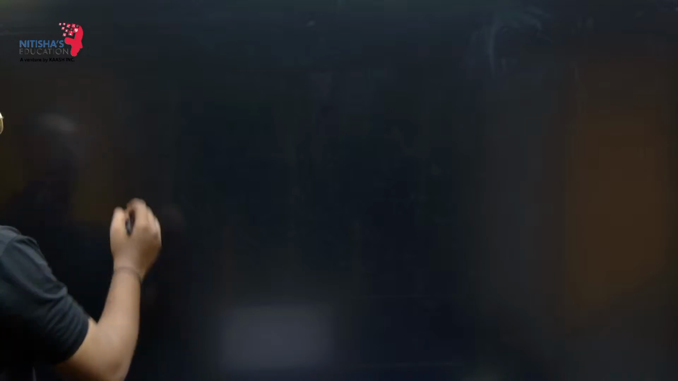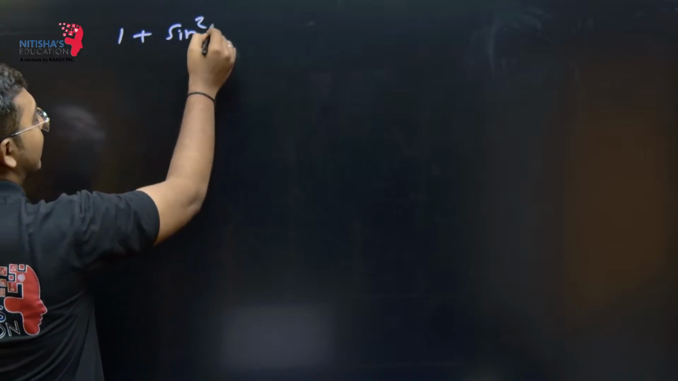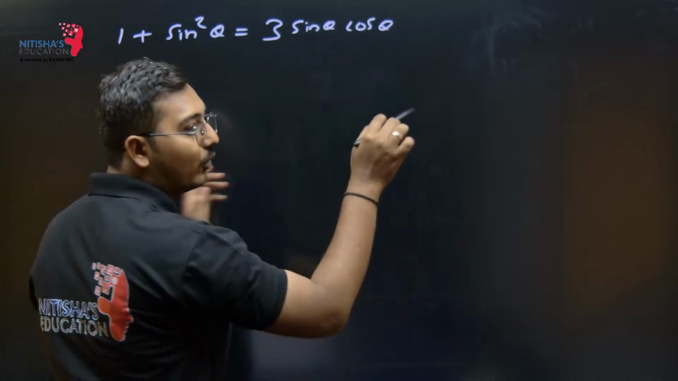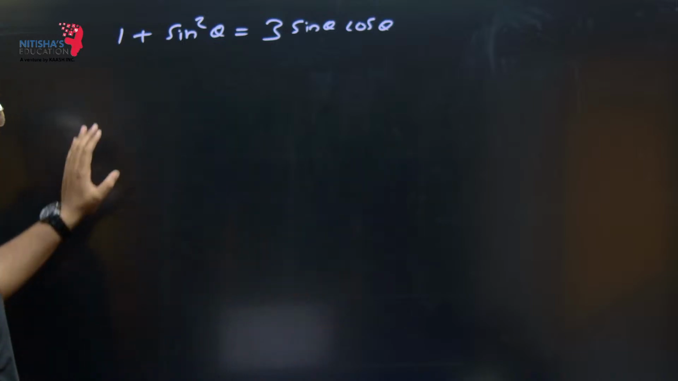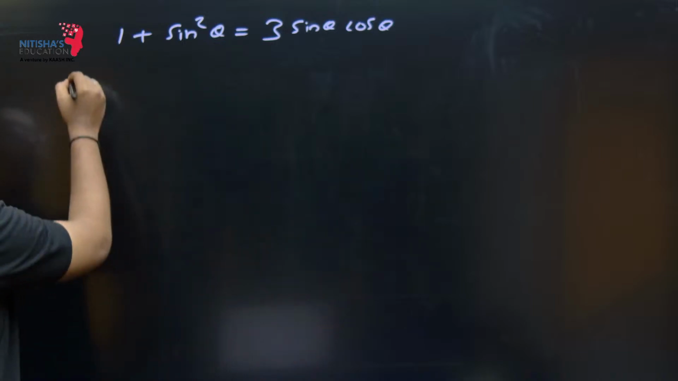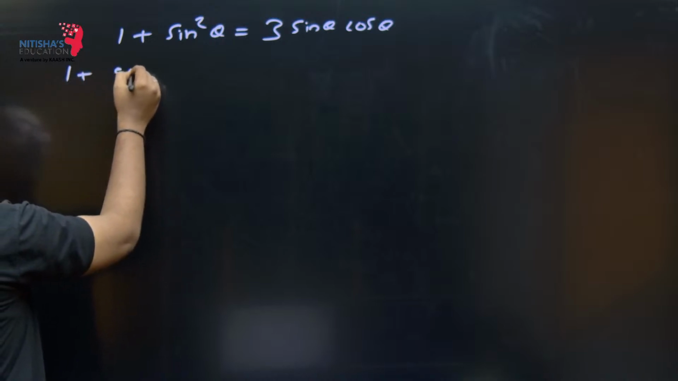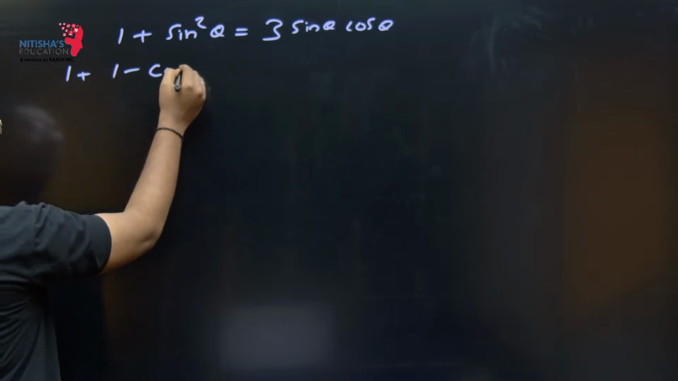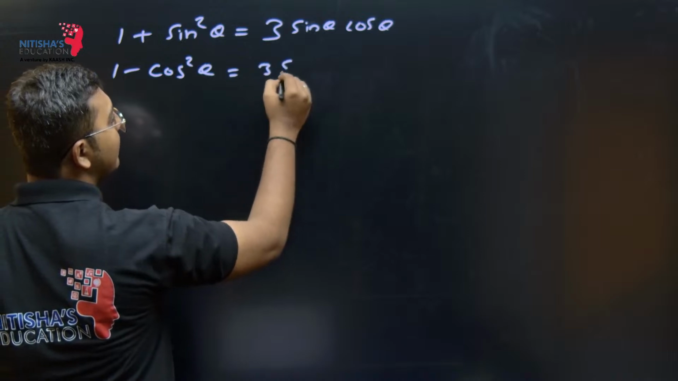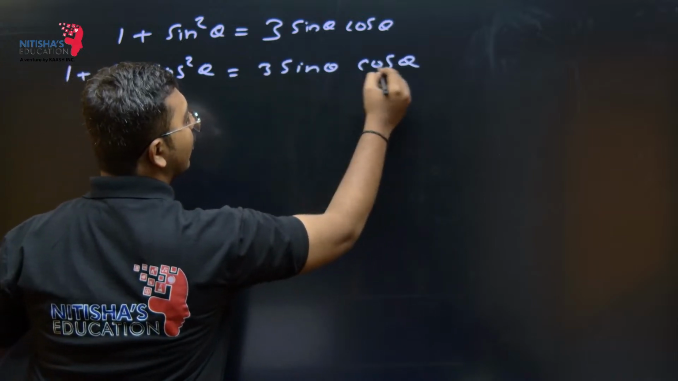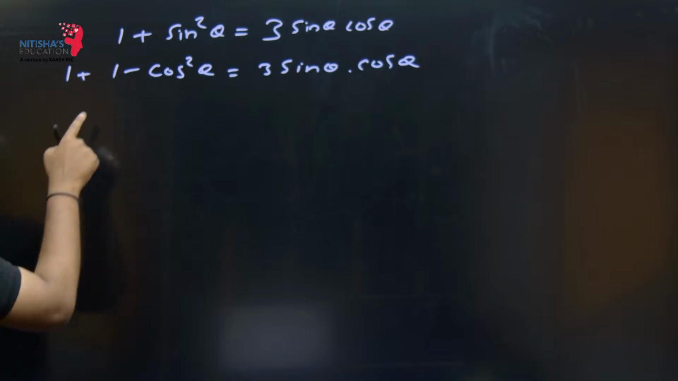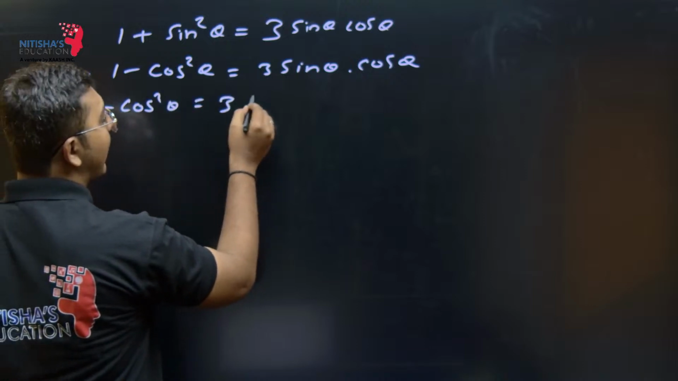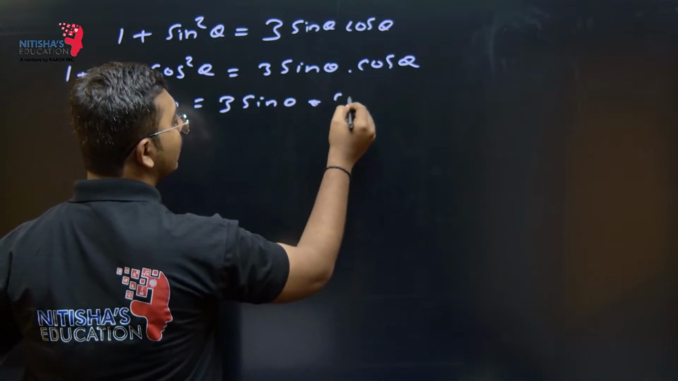Again, going to the question. What is the question? 1 plus sin square theta is equal to 3 times sin theta cos theta. We have to find tan theta. Let us leave that. Now, what is 1 plus sin square? 1 plus sin square can be written as 1 minus cos square theta is equal to 3 times sin theta and cos theta. What is 1 plus 1? 2. 2 minus cos square theta is equal to 3 times sin theta into cos theta.